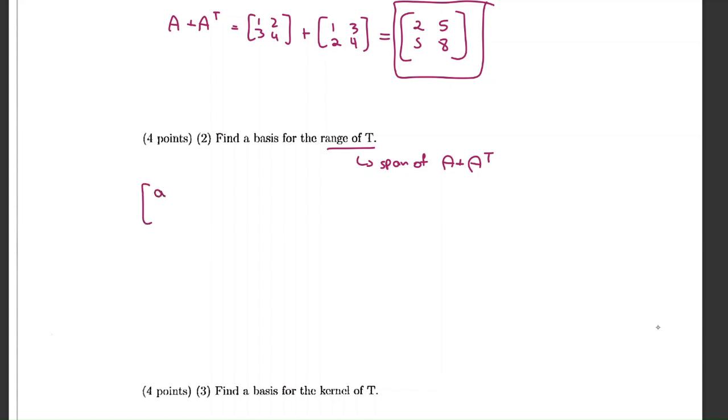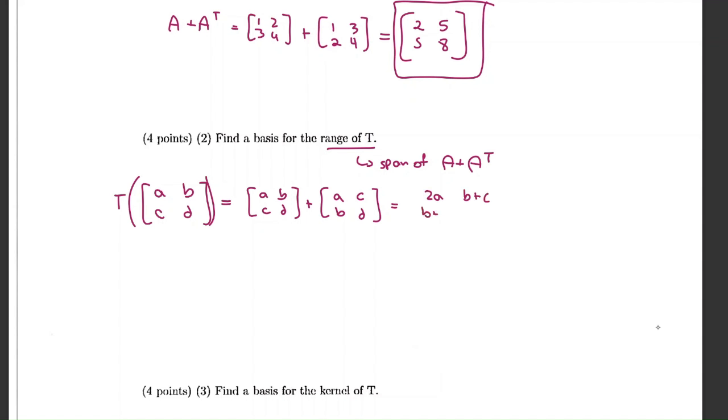So what I'm going to do is make up my initial 2 by 2 matrix to be A, B, C, D. And then I'm going to do the transformation. So the transformation of A, B, C, D is equal to the initial matrix A, B, C, D plus the transpose, which is A, B, C, D. And I get 2A, B plus C, B plus C, and 2D. So this represents all the possible 2 by 2 matrices that you can get from this transformation.